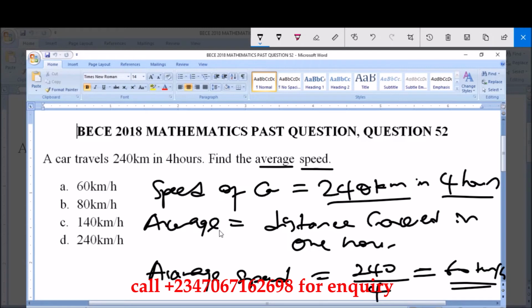Remember, we are asked to find the average speed, that is the distance covered in 1 hour. The car covered 240 kilometers in 4 hours. That means it can cover 60 kilometers in 1 hour. So therefore the average speed of the car is 240 divided by 4, which will give us 60 kilometers per hour. So the answer to this question is option A, 60 kilometers per hour.